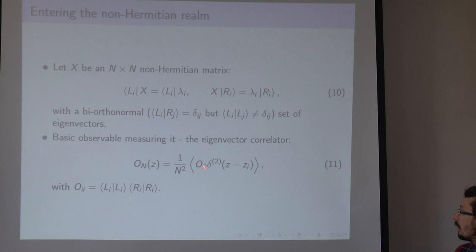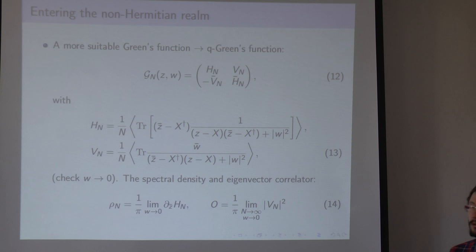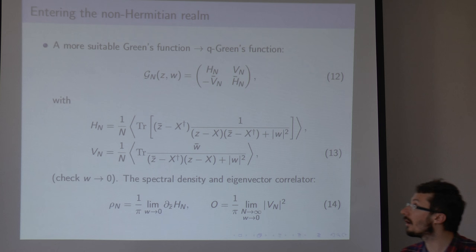So additionally, we have this weight, which weights the delta functions. And also we need some Green's function. It turns out that there are problems with the normal Green's function. So we introduce something which I call Q Green's function.